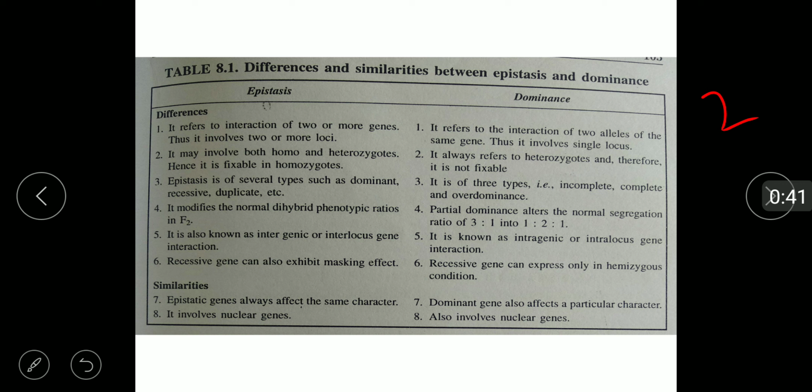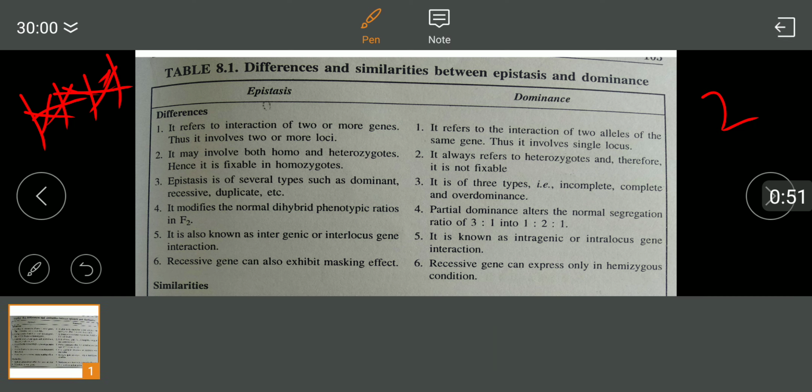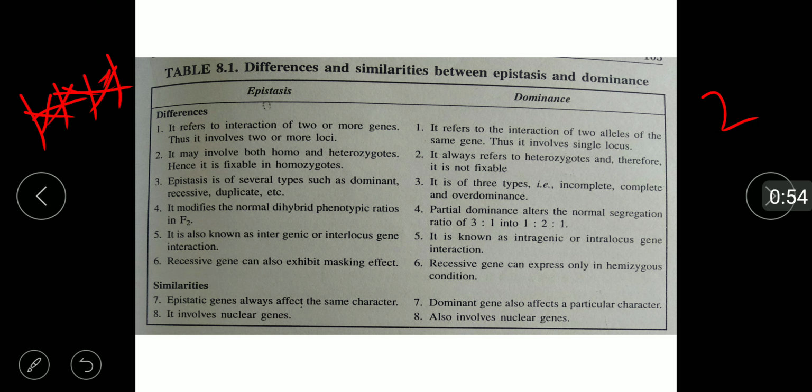In epistasis, suppose these are four genes, interaction happens between all of these genes. It's called epistasis. But with respect to dominance, there is only a single gene with two alleles, capital A and small a, like this. Interaction between these two alleles occurs. This is for dominance and this is for epistasis.